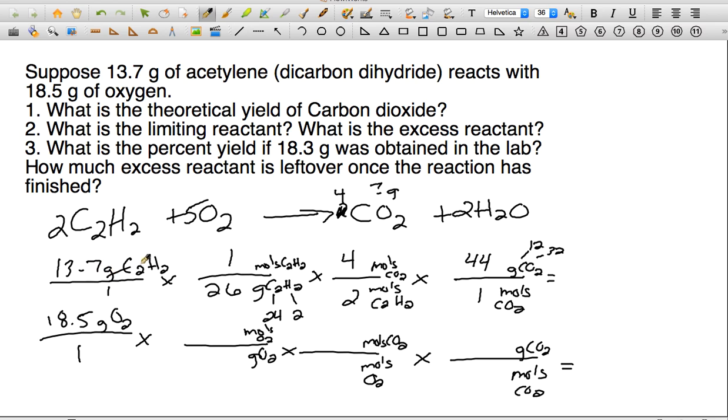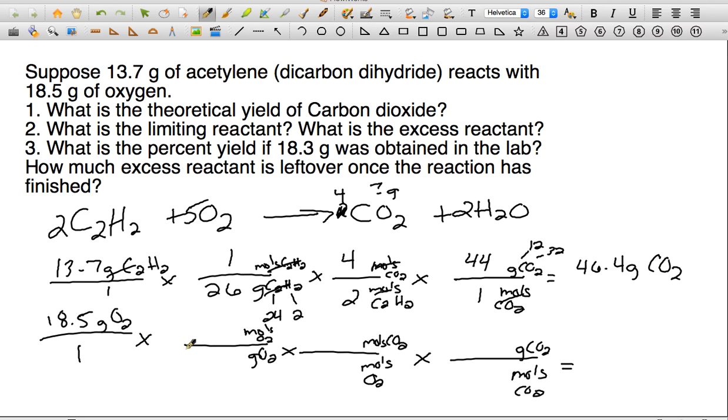Okay, cross off my labels, and I should be left with grams of CO2, which is what I was looking for. So if you multiply your 13.7 times 4 times 44, hit equals, then divided by left parenthesis, 26 times 2, right parenthesis, that gives you 52, then hit equals, you should get 46.4 grams of CO2.